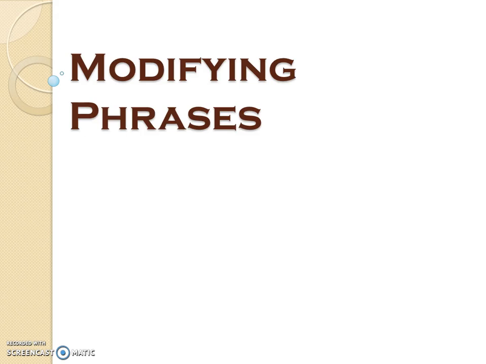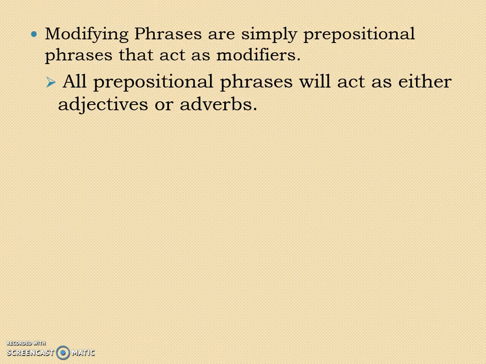It's Mrs. Womack again, and now that we have learned about adjectives and adverbs as single word modifiers, now we have to look at modifying phrases. In other words, phrases that are acting as adjectives or adverbs. So let's get started. A modifying phrase is simply a prepositional phrase that acts as a modifier. All prepositional phrases will always act as either an adjective or an adverb, meaning the phrase is either an adjective phrase or an adverb phrase, which is why we call them modifying phrases.